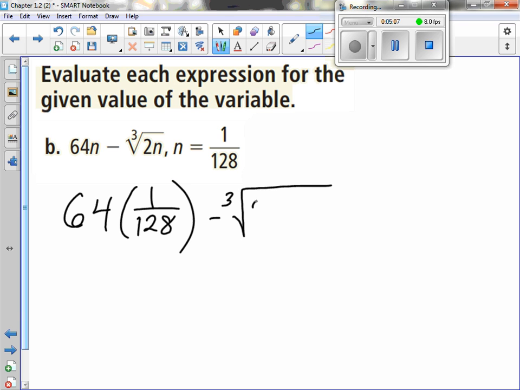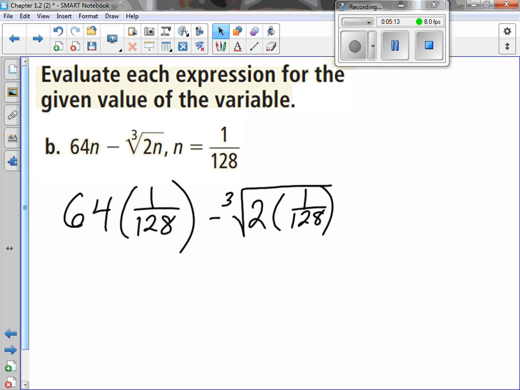And now we're going to take the cube root of 2 times 1 over 128. Now at this point here, we can plug the whole thing into the calculator. So 64 parentheses 1 over 128 minus the cubed root of 2 times 1 over 128. And what you should get, or probably already have, is 1/4. That is your answer. That's all we have to do for this one here. Our final answer is 1/4.